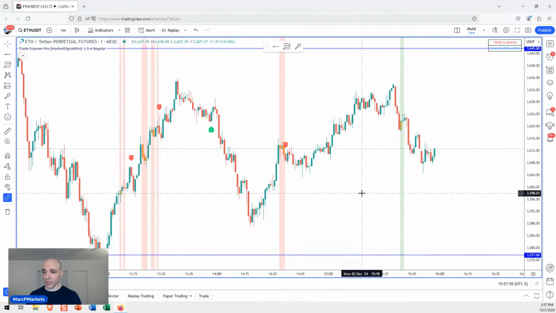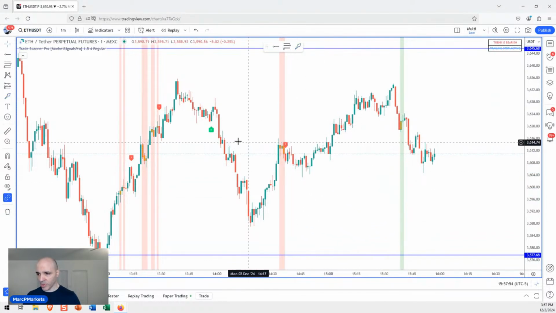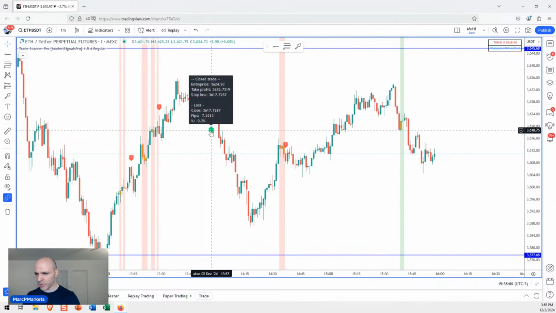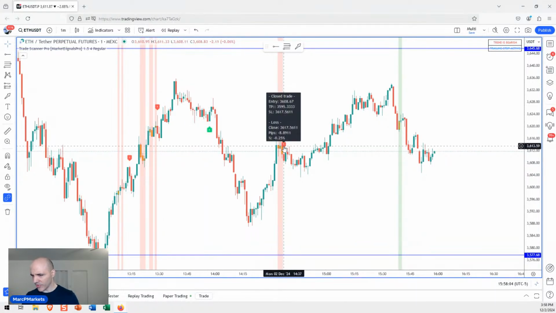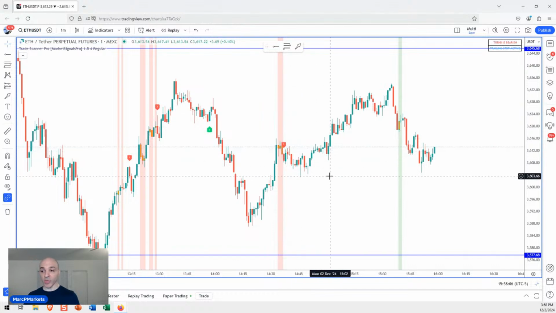So let's just kind of look at what's happened here. I had this bearish signal. These little arrows represent previous trades, and they tell you if it was a win or a losing trade. This one is a losing trade. This one over here is a losing trade, right? These are these random trades that I'm trying to filter out.